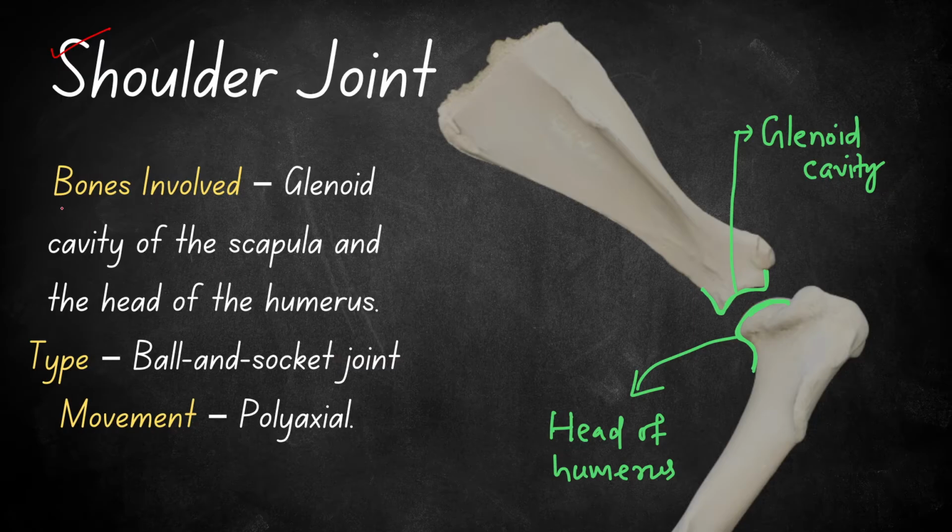So bones involved, you know that shoulder joint is formed by glenoid cavity of the scapula and head of the humerus. So in the diagram you can see, this one is the glenoid cavity of the scapula and this one is the head of the humerus. So here the joint formed is the shoulder joint. Okay. What is the type of the joint? It is ball and socket joint, and the movement is polyaxial or multiaxial.